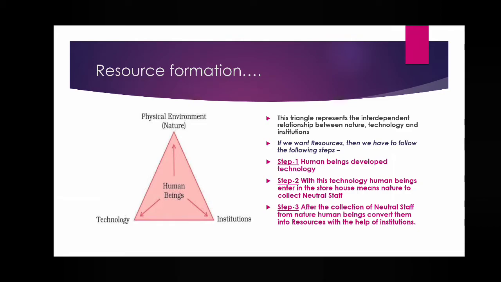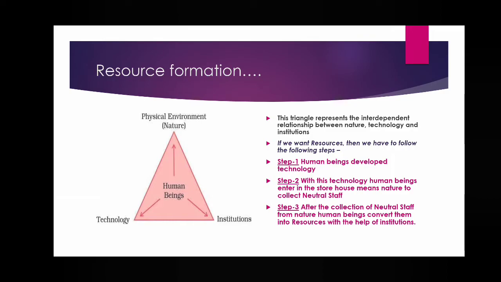Then this thing will be named as what? Resource. Take a look. Human beings at first develop technology, then go to whom? Nature, to collect which thing? Neutral stuff, simple substance. Then this neutral stuff is taken to which place? Institution. There the neutral stuff is converted into a useful or usable thing. Then this thing is satisfying our needs, its name is changed, and it is called what? Resource. Clear? So when neutral stuff is being used by us, satisfying our needs, then it is called a resource. Clear? So this is the diagram which is indicating resource formation.